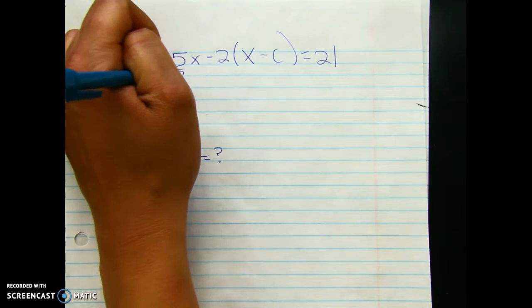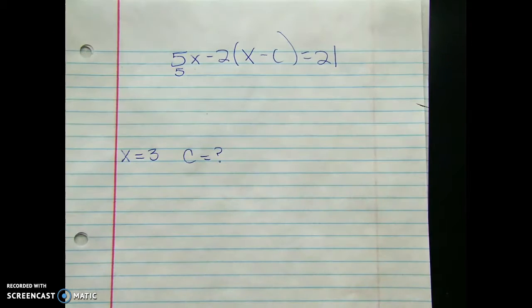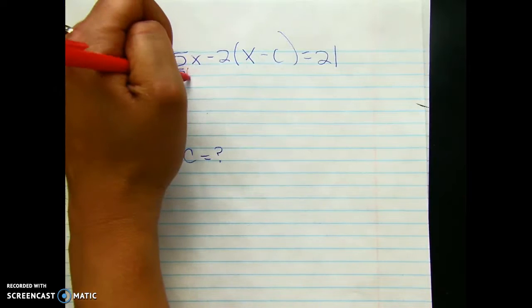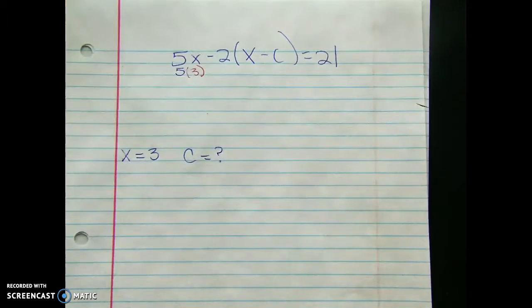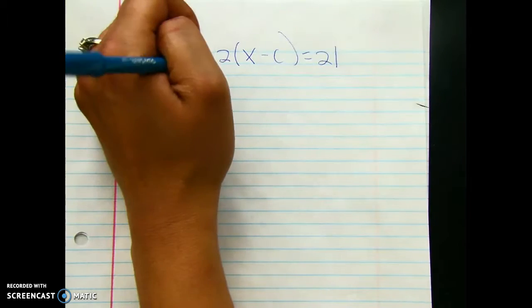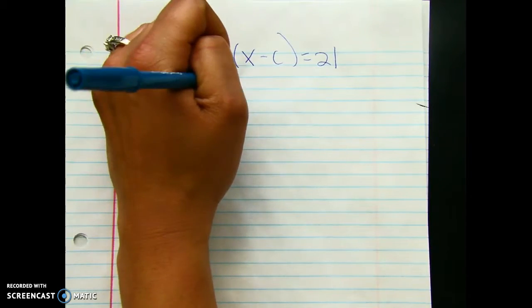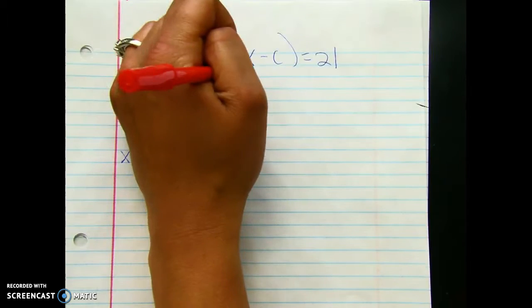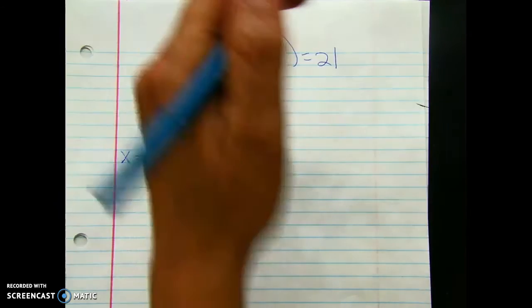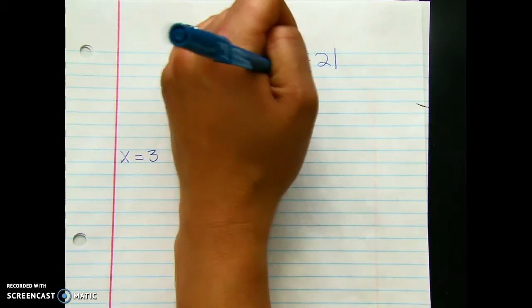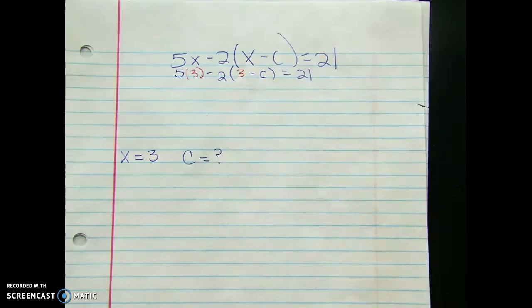So I'm going to get 5 times 3. All I'm doing is wherever I see an x, I'm putting a 3 minus 2 equals, and I'm going to put x again in red so you can see what I'm inputting, equals 21. All right? From there, I can solve this like a regular multi-step equation.